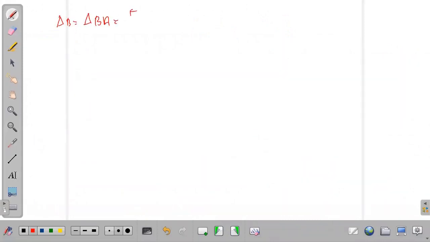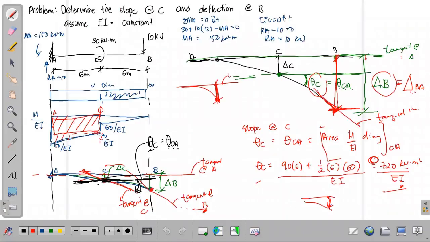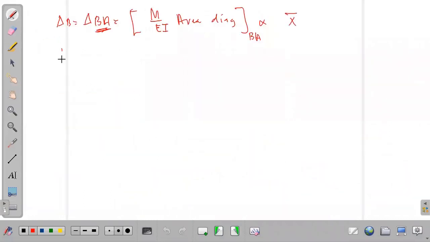This is actually equal to the MEI area diagram times the X bar. This is the centroid location. Okay? So yung MEI diagram natin between BA. So pagka tinitignan natin itong MEI diagram natin, ang kinukuha nating moment, hindi lang itong AC, pati ito, kasi from A to B. So lahat yan, kukunin natin yung area. Okay? So unahin natin ito, say, between BA. Kunin natin yung area. So ilabas ko lang yung 1 EI.